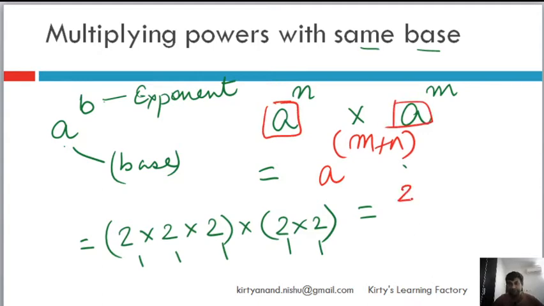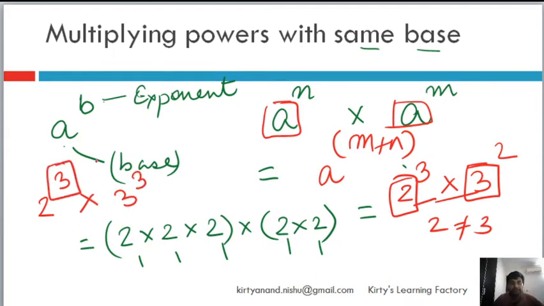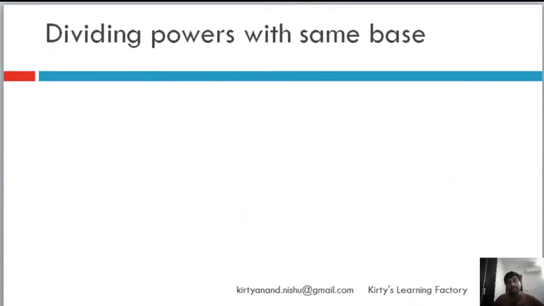Do not get confused, like 2 raised to the power 3 into 3 raised to the power 2. Now here see, the bases are different, right? So 2 is not equal to 3. Base has to be the same. Or for example, you can get a problem 2 raised to the power 3 into 3 raised to the power 3. Now here the exponents, the powers, are the same, but the bases are different. Therefore we cannot use this addition of powers. For addition of powers, like we just realized, the bases have to be the same. So keep that concept clear. Number two, dividing powers with the same base.